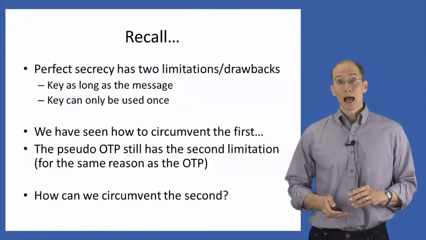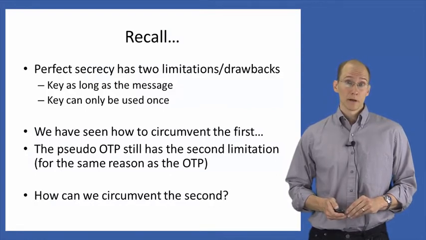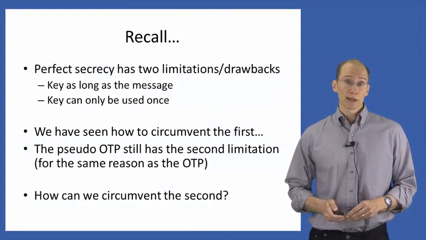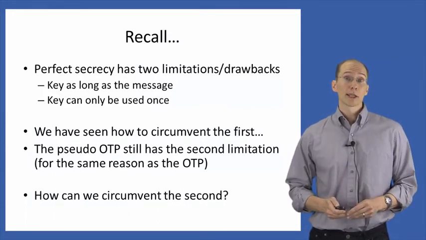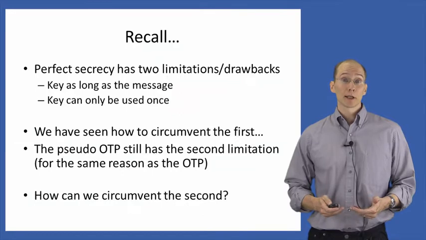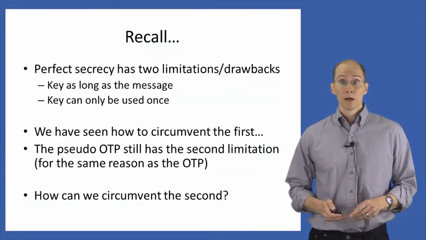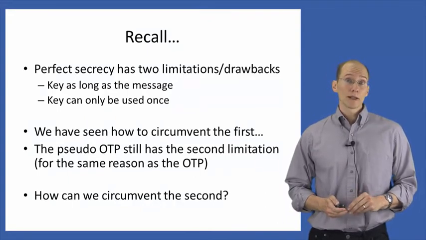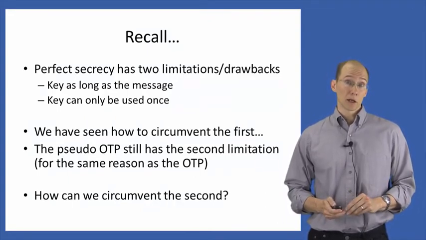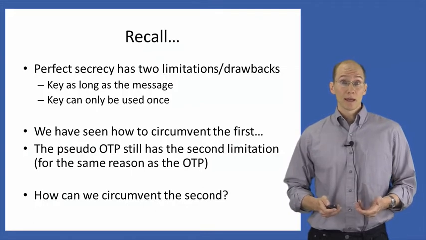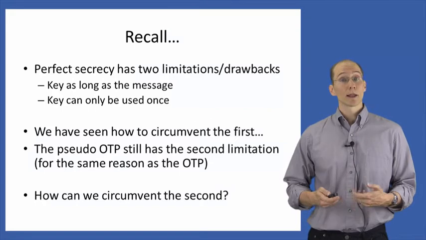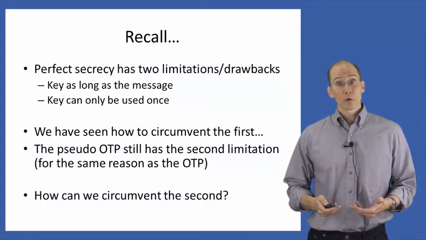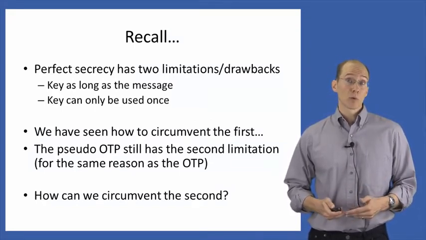Now we've seen how we can circumvent the first limitation by relaxing the notion of perfect secrecy and moving to a definition of computational secrecy. In particular, the pseudo one-time pad allows parties to securely encrypt a very long message using a short key. But if you think about it, the pseudo one-time pad still has the second limitation. That is, the key in the pseudo one-time pad encryption scheme can only be used securely to encrypt a single message. And the reason for this is the same as for the case of the one-time pad.